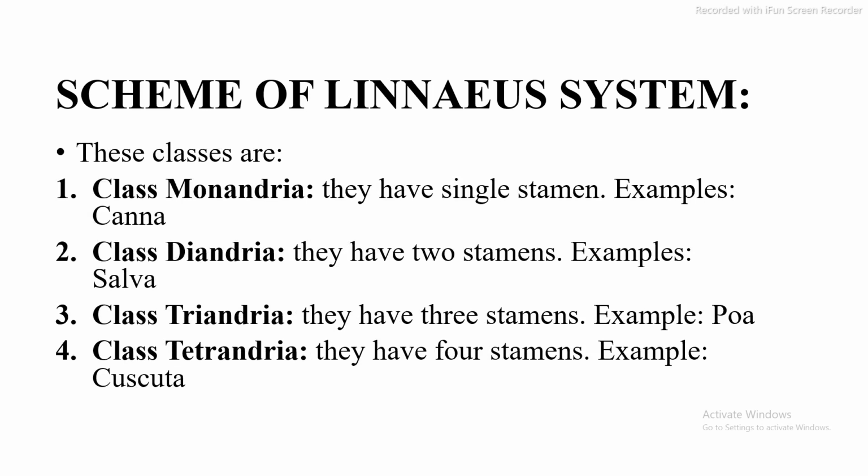The first class is Monandria. They have a single stamen. The example is Canna. Second is Diandria. They have 2 stamens. The example is Salvia. Third is Triandria. They have 3 stamens. The example is Poa. Fourth is Tetrandria. They have 4 stamens. The example is Cuscuta.